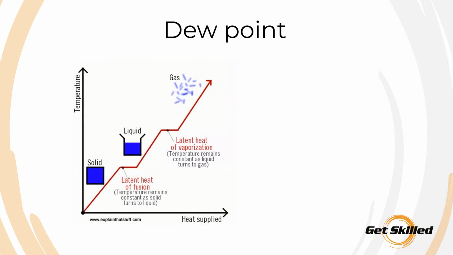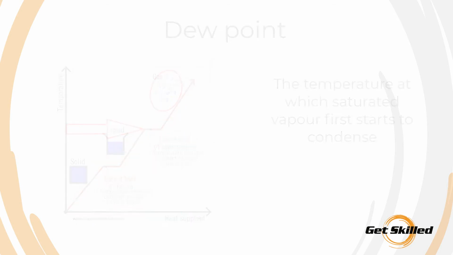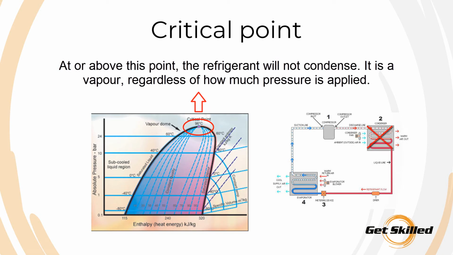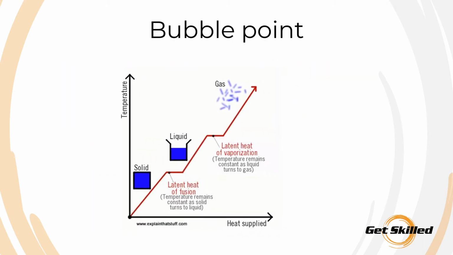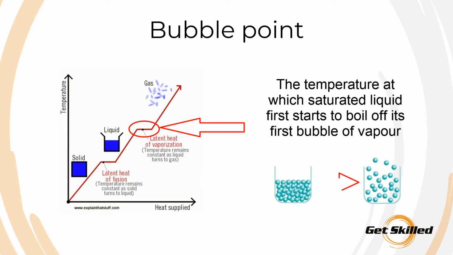To summarize, dew point is the temperature at which saturated vapor first starts to condense. Critical point: at or above this point, the refrigerant will not condense. It is a vapor regardless of how much pressure is applied. The bubble point is the temperature at which the saturated liquid starts to boil off its first bubble of vapor.